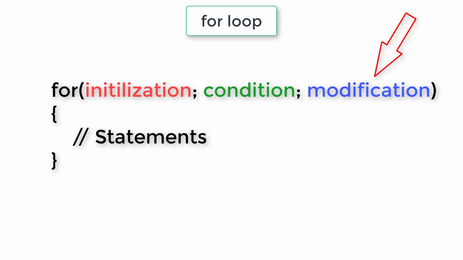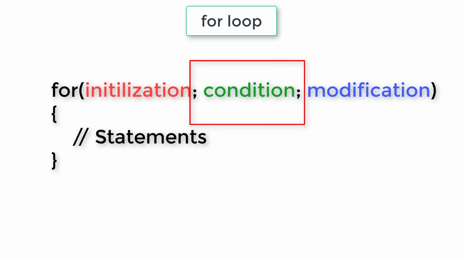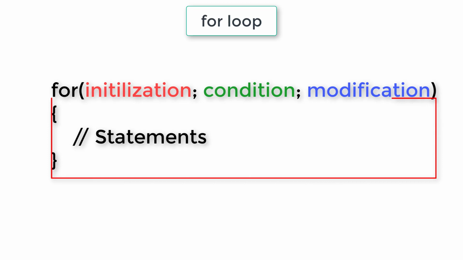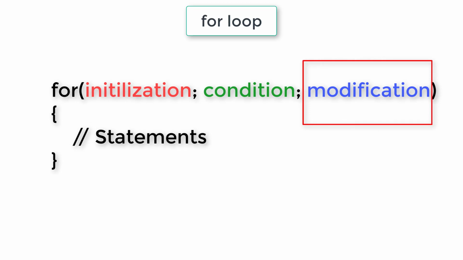So next, for second iteration onwards, initialization doesn't get executed. It only executes for first iteration of for loop. So from second iteration onwards, condition is checked. If it's true, statements get executed. After the execution of these statements, modification statement gets executed. So this is the loop: condition, statements and modification statements.